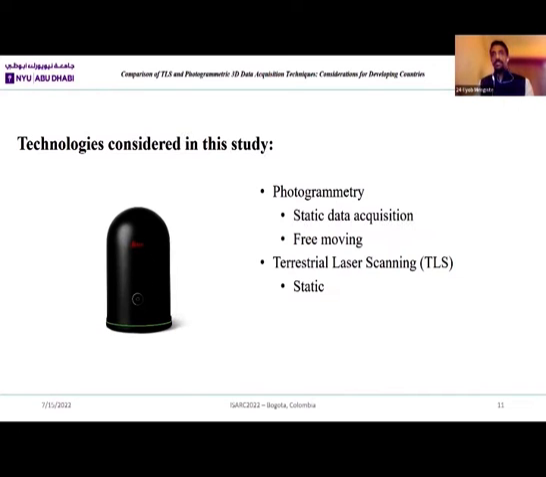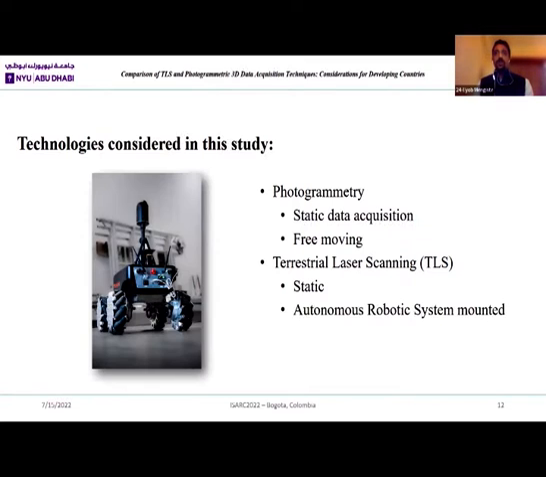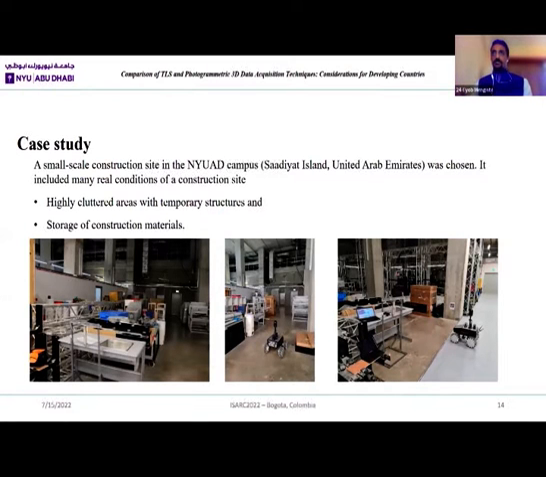For the terrestrial laser scanner, it's pretty much the same, where static means the laser scanner is placed at some selected locations, pretty much the same locations as what we did for the photogrammetry, and takes multiple scans. Or we mounted this laser scanner on an autonomous robotic system, and the robotic system moves around on a path within the construction site and takes multiple laser scans. The case study selected for this research is at NYU-AD. This location is specifically selected because it has a lot of clutter, a lot of pockets hidden under the surfaces and all that.